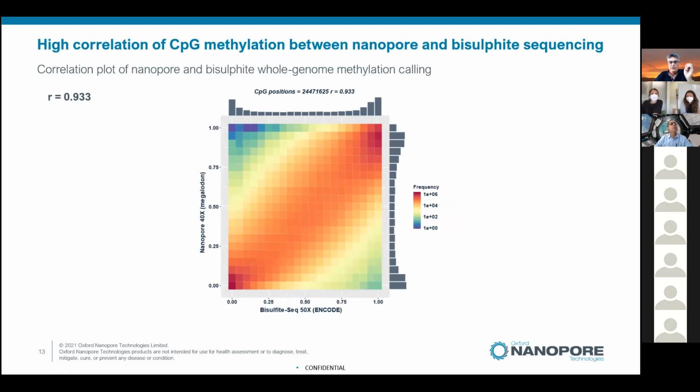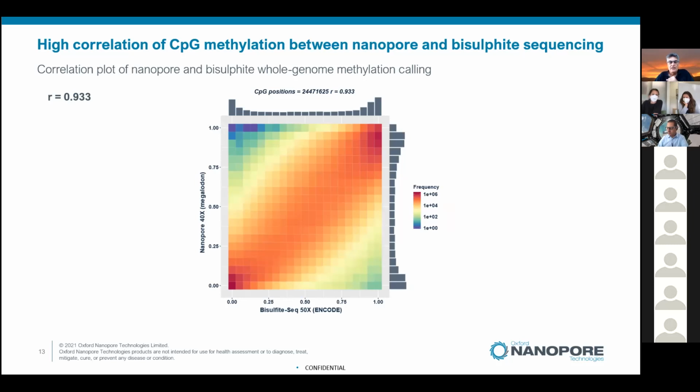We also align very, very closely. So the one question is to identify the CpG sites, and then how well do you correlate with bisulfite sequencing for the detection of methylation at that site? Because there's no standalone standard that you can compare against. So comparing with bisulfite sequencing, very high level of correlation, 0.933.